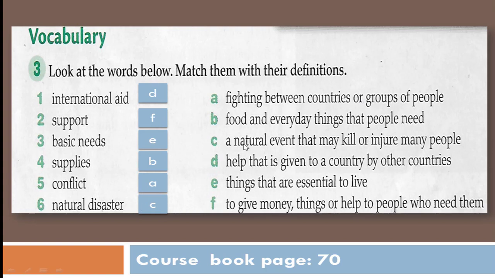Natural disaster means a natural event that may kill or injure many people. Those are the vocabulary, or the most vocabulary we need in this lesson. Now, in your sticky notes, try to write examples about them. Use these words or phrases meaningfully. Try to pause the video and write some examples about them in your sticky notes.